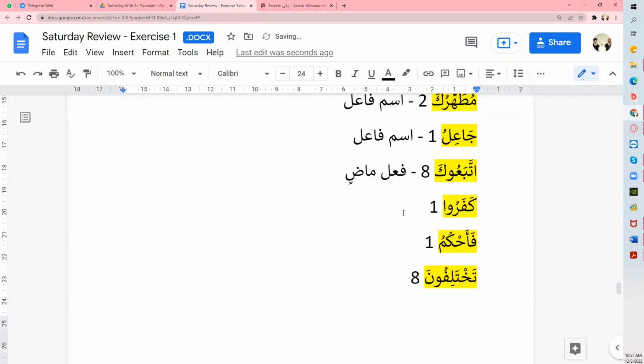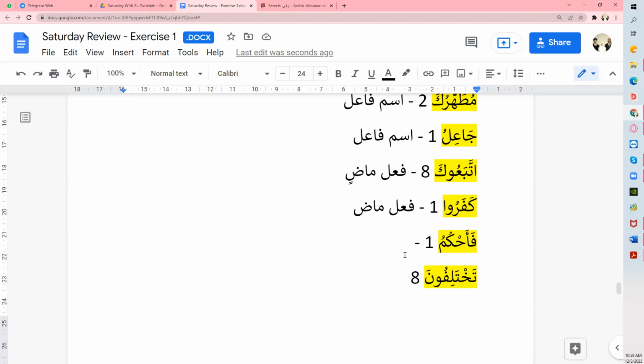So we have that. Kafaru, disbelief. This is also fi'il madin. Kafaru, you see this word all the time. Fi'il madin jama', you mean plural? Yes, plural. So we just put that fi'il madin. It should be all right. Then ahkum, amar. Good.